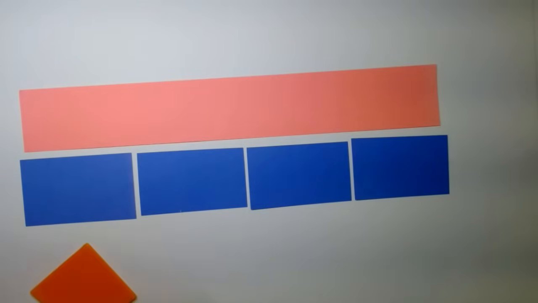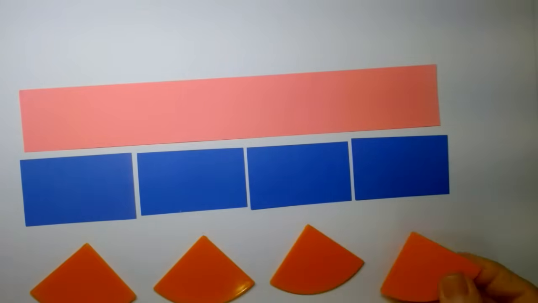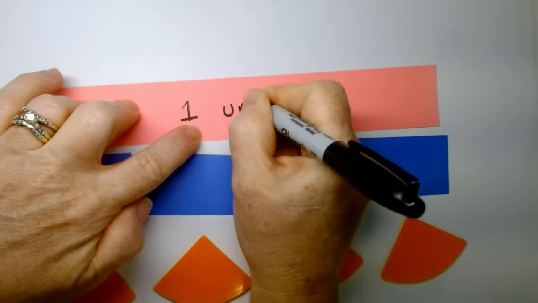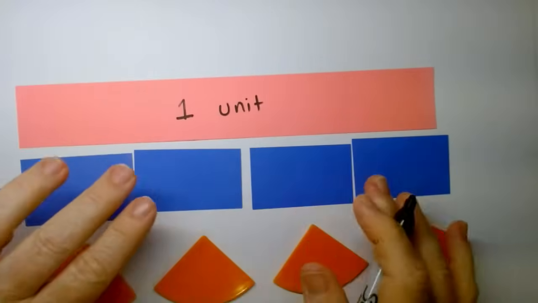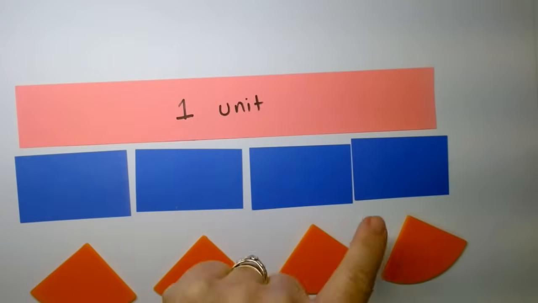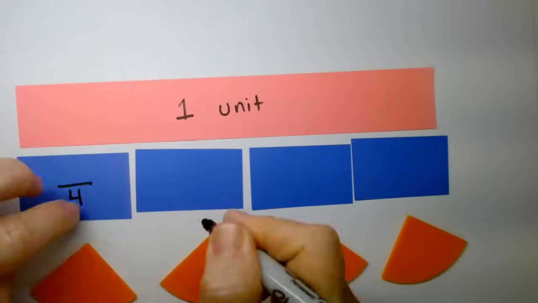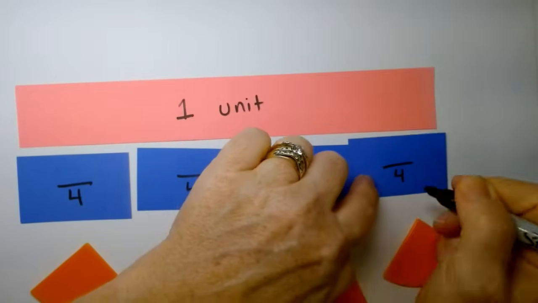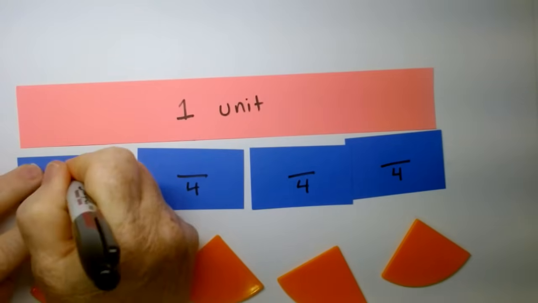So that's like saying 4 make a whole. So what does that mean? So this is one whole. This is one unit. And then this here, how much would each one be? Well, since there's 4 of them, the 4 goes on the bottom. And each one of these is 1.